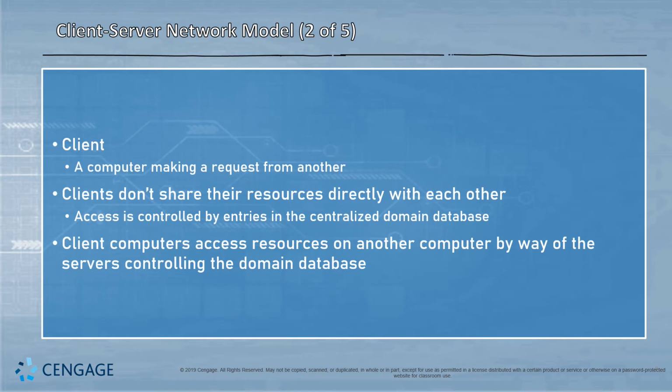When we hear the term client, what we want to think of is a computer speaking from one to another to make a request. Clients don't share resources directly in this configuration. They have to go through that centralized database to ensure that permissions are processed accurately. Client computers access resources by way of those controlling servers. So we have a request that goes from the origination point to the domain controller to the resource and back again. So we have kind of a three-person interaction going on here.